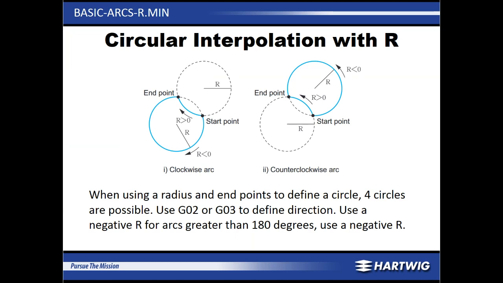With an R command, the thing to keep in mind is that there are up to 4 circles that could be drawn between any start point, any end point, and a radius. There could be no circles available, there could be 4 circles available. So we need to do a little more to define which circle it is we want. G2 and G3 gives us 2 of those circles and eliminates the other 2 because we'll want to know whether we want to move clockwise or counterclockwise. We then use a positive R for angles that are less than 180 degrees, and we use a negative R for angles that are greater than 180 degrees.